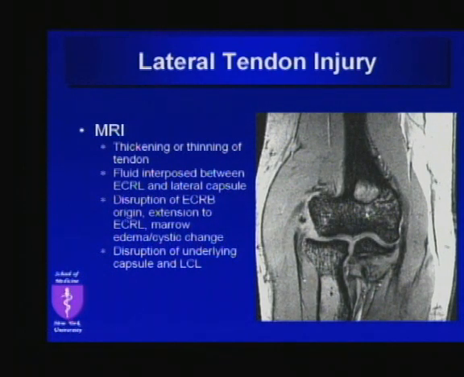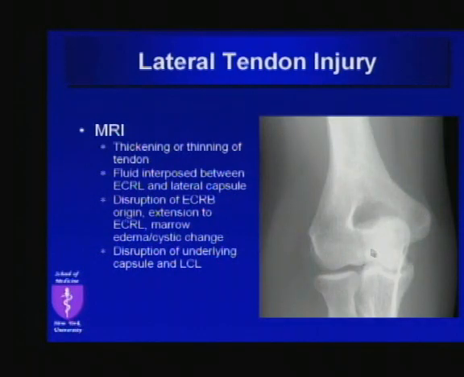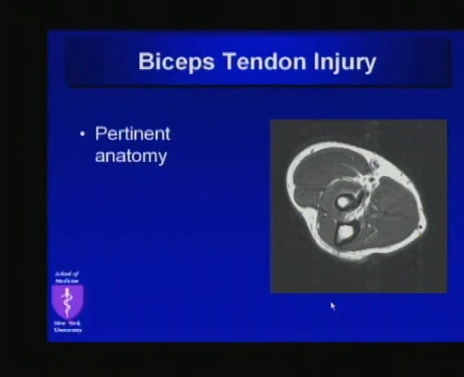And now if we were to go back and look at our plain film, and I hope this is going to project for you guys, if you take a close look, there's a very subtle area of calcification here. So in the chronically diseased tendons, you can get heterotopic calcification and ossification. That can be a tip to lateral tendinous injury.